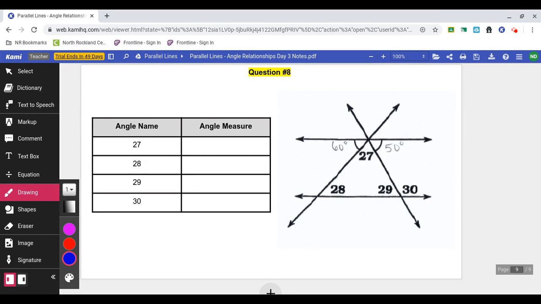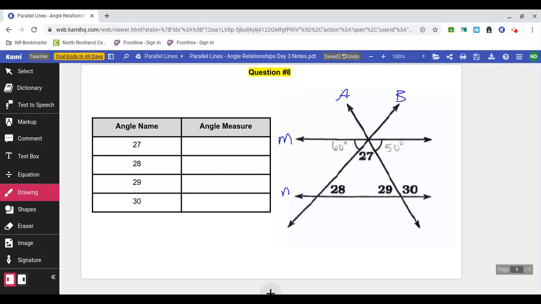In question 8 here, we have parallel lines still. We'll call this line M and line N. But in this case, we have two transversals. I'll call this one A and I'll call this one B. Okay, but all of our angle relationships are still going to come into play. So I have to find the measure of angle 27, 28, 29, and 30.